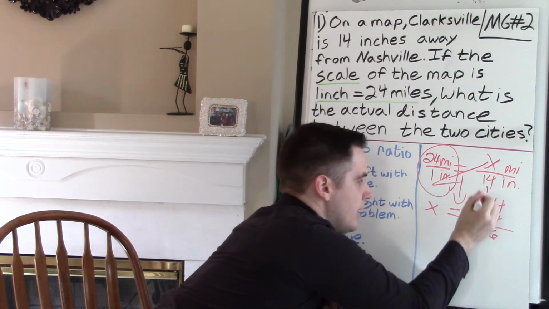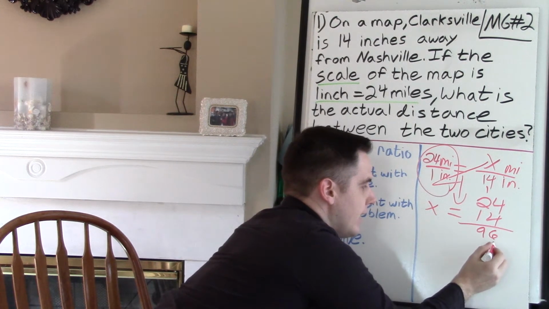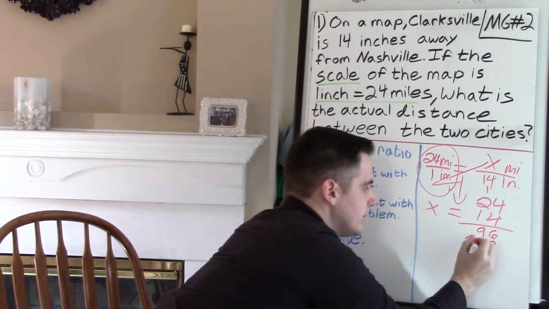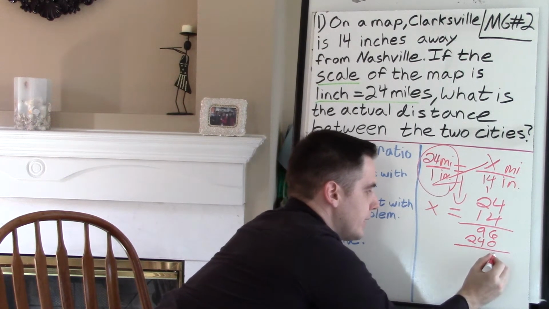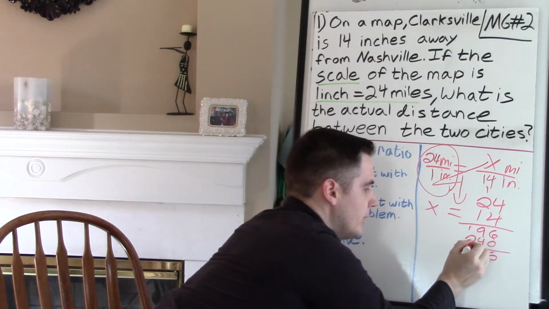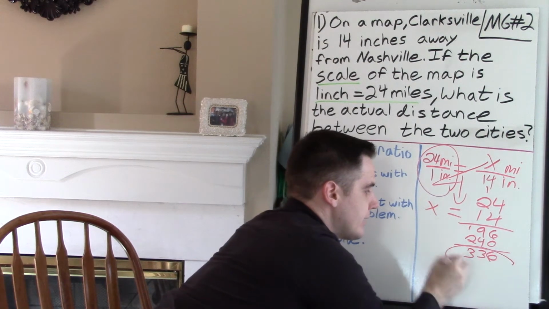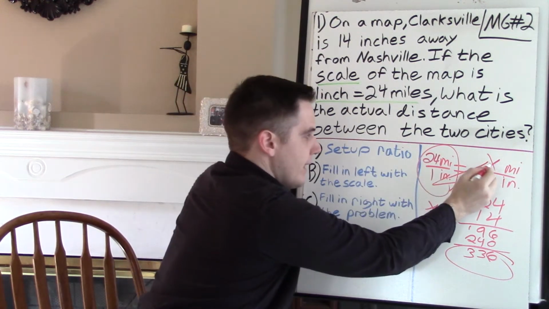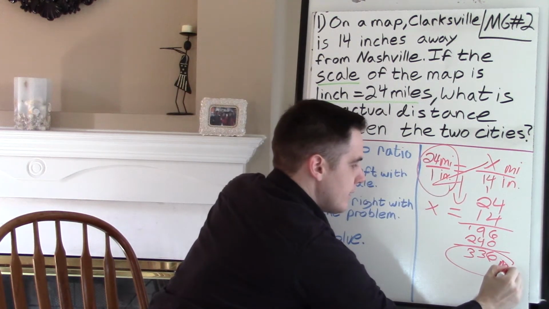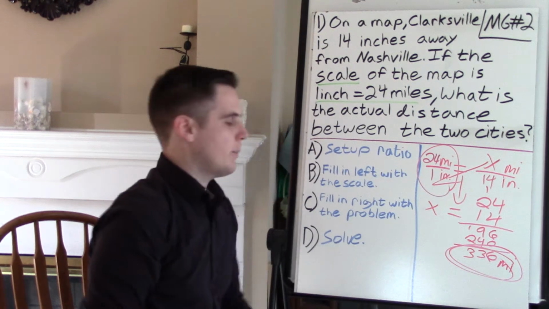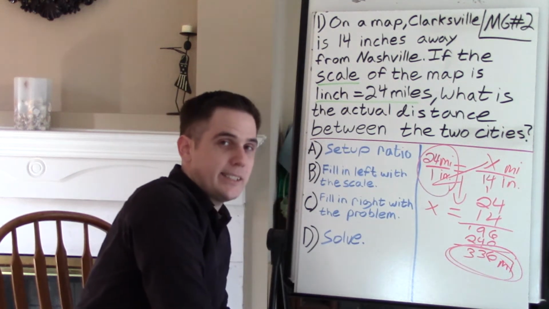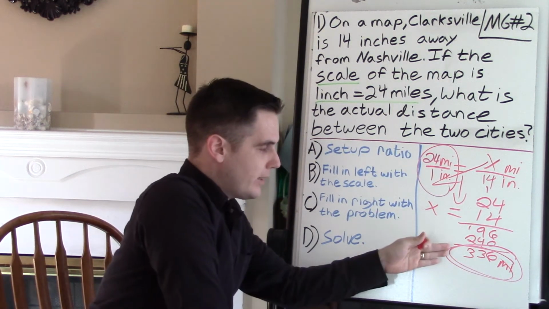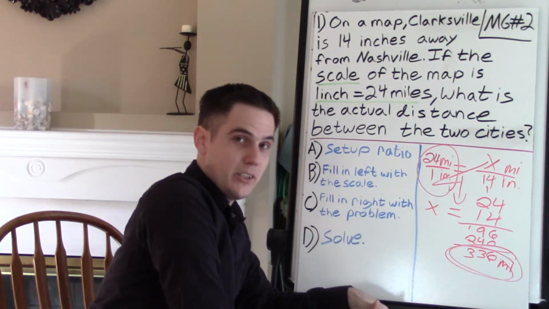4 times 2 is 8, plus 1 is 9, 6, and 0 and 24. So bring down the 6, 9 and 4 is 13, carry a 1, and 3, 336. So 336 is the answer, and the x was with miles. So 336 miles. I don't think you'll see a problem where they'll say 336 miles or 336 inches.